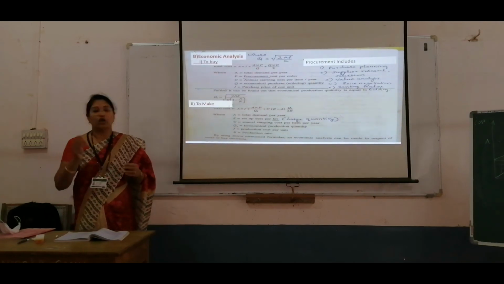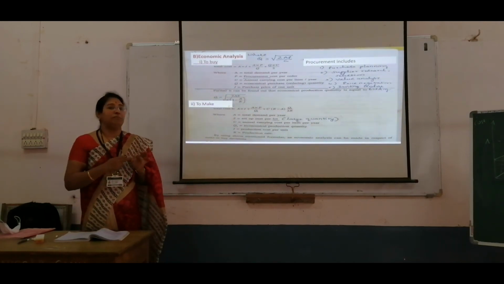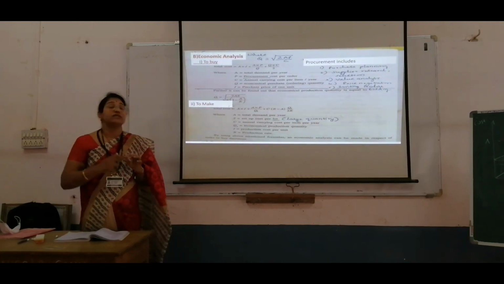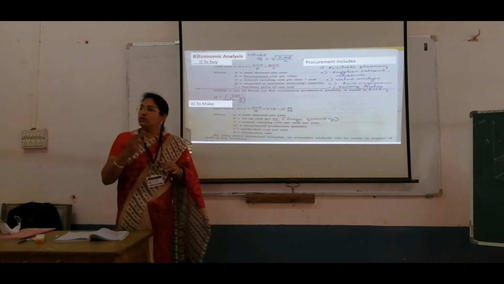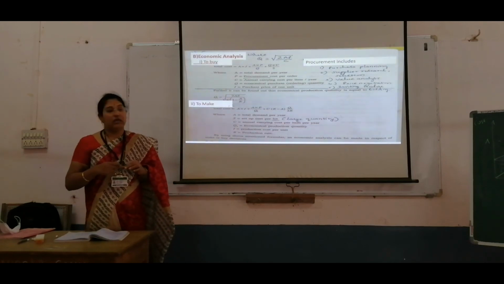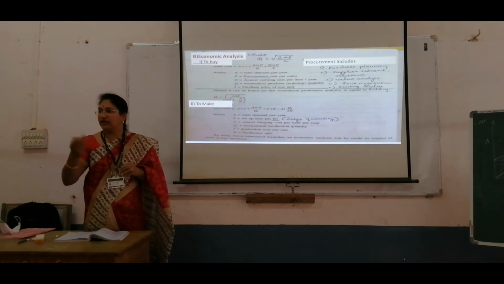Is that clear? In economic analysis, they use separate formulas for making and buying. According to those formulas, they calculate the total cost. After calculating the total cost, they compare. So which is of minimum cost? Then accordingly it is chosen, making or buying. Any doubt in this? Clear? Shall we move to the next slide?